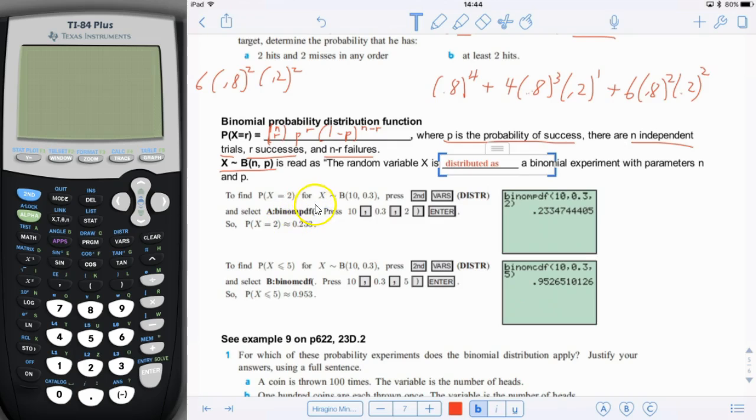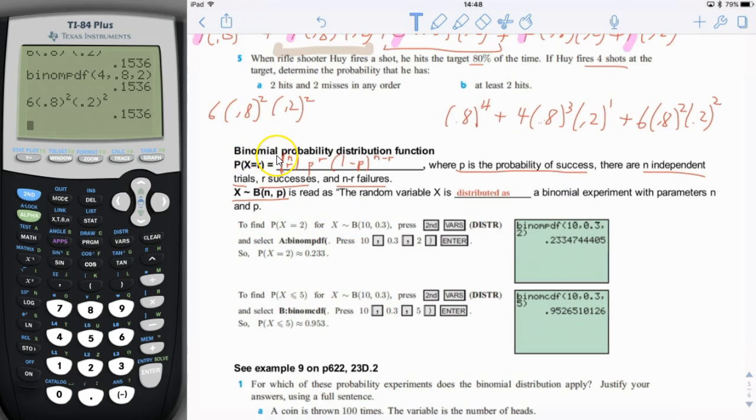Here is a procedure to figure out binomial PDFs using the TI-84. So I'm going to show you how to use the calculator to figure out A and B for number 5. Remember that A was equal to 6 times 0.8 squared times 0.2 squared. If we do that on the calculator, we find that it's 0.1536.